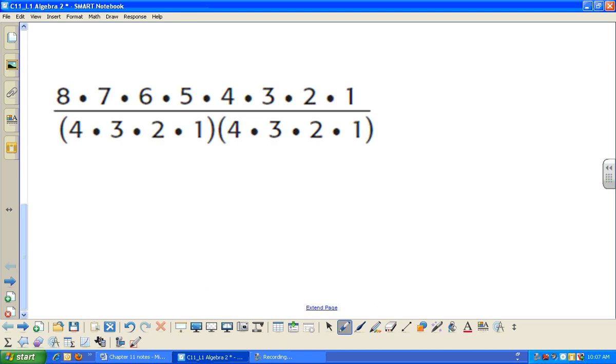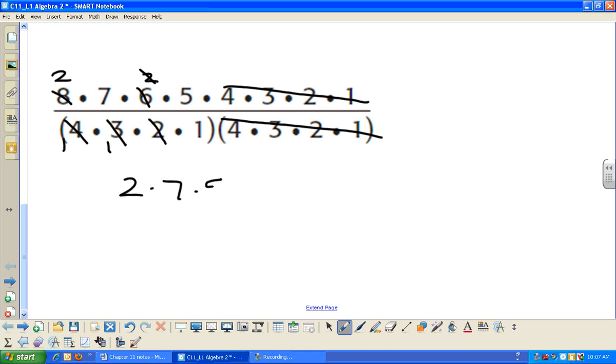And finally, if I have 8 all the way down to 1 over 4 times 3 times 2 times 1, I can cross out one whole parenthesis of 3 times 2 times 1. And then I can reduce on both top and bottom. 4 goes into both 4 and 8. 3 goes into 6. And I can take a 2 out of the 2 I have left over from the 6. So on top, I'll have 2 times 7 times 5 over 1, which would be 70.